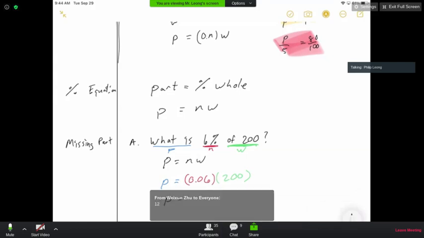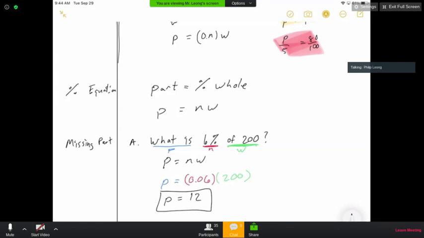P is equal to 12. Yeah. Got it? Does that make sense?